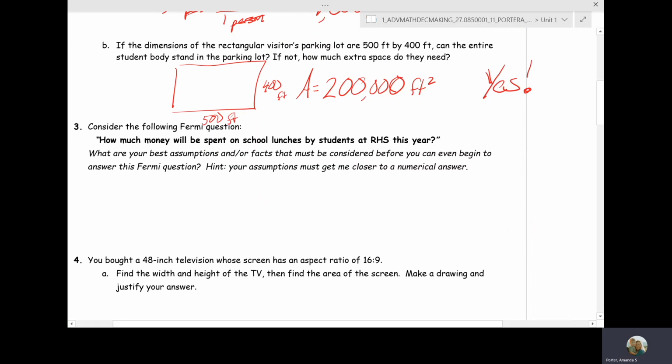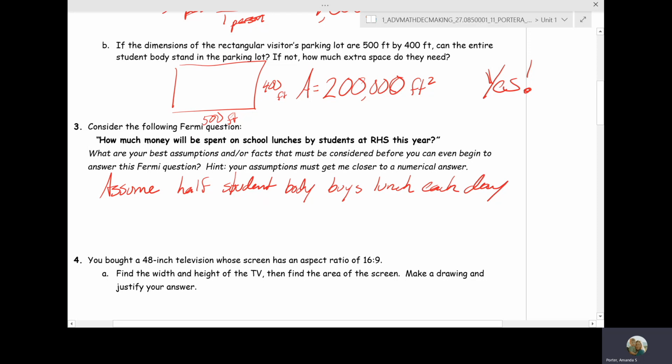Now, think about this Fermi question. How much money will be spent on school lunches by students at RHS this year? You are just giving me your best assumptions or facts that must be considered before you can even begin to answer this question. So, assumptions, facts, things you should research. You might assume half the student body buys lunch each day.